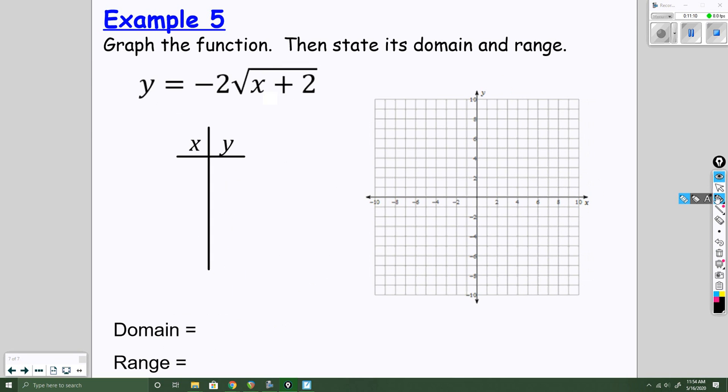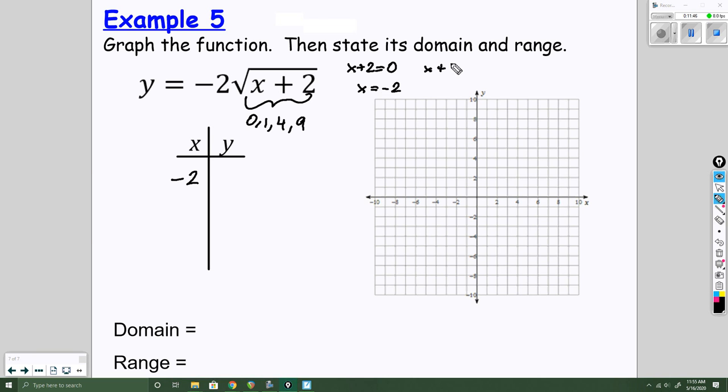Here we go. We got a couple things happening in this function. It is y equals -2 times the square root of the quantity x plus 2. First thing that we need to do is figure out what input values we need to use. So what we're going to do is set the radicand equal to 0, 1, 4, and 9, and then find those x values. So x plus 2 equals 0. If x plus 2 equals 0, then x equals -2.